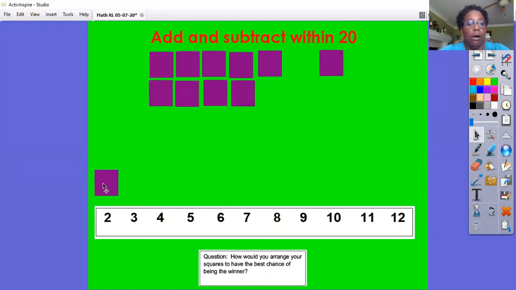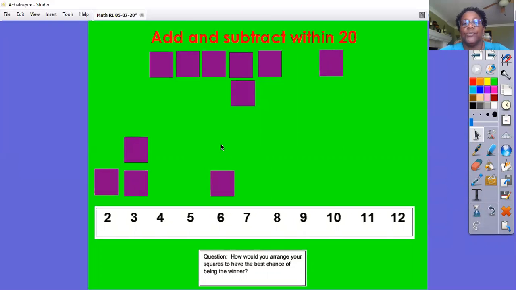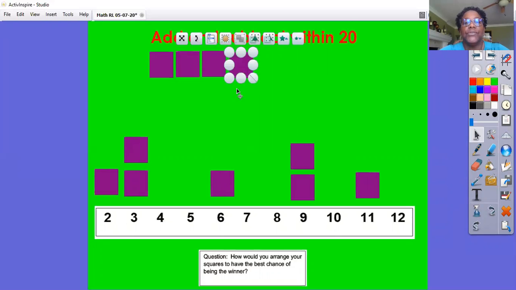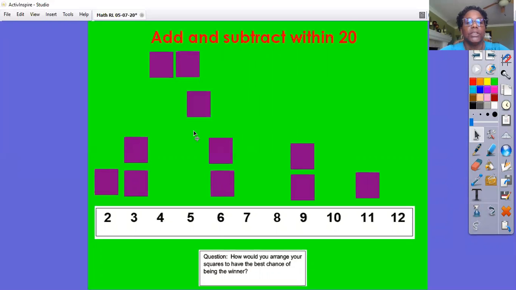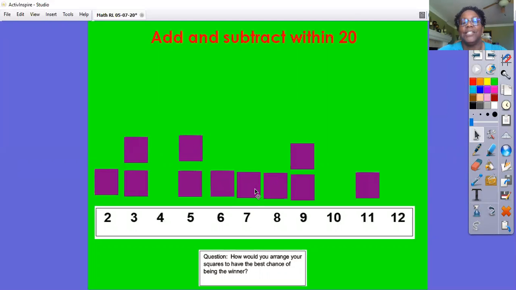So I'm going to put all of my squares. Oh, I've got to put it on number 3. That's my favorite number. And I'm going to choose 6, 9, 11, 9 again, 6, I'll do 6 again, 5, 5, and I'll do 8. Oh, I think I want to do 7 too. So I'm going to take one of the 6s away and put it on 7.